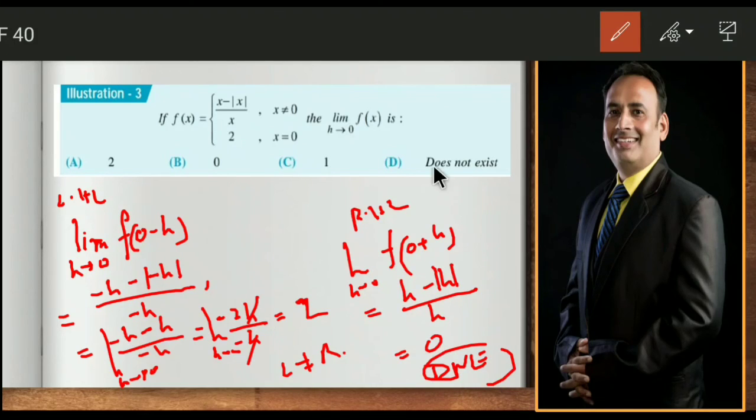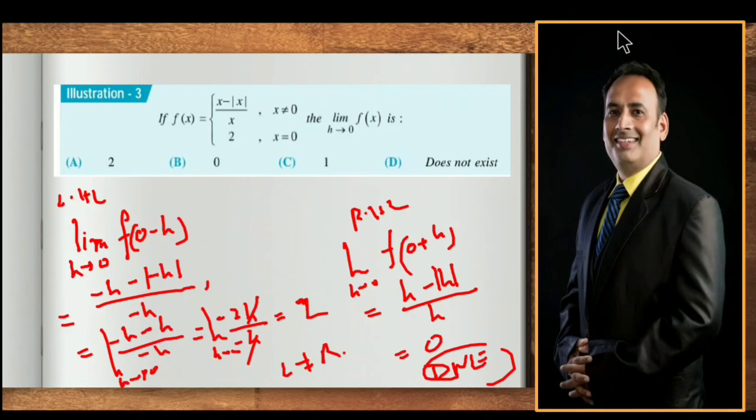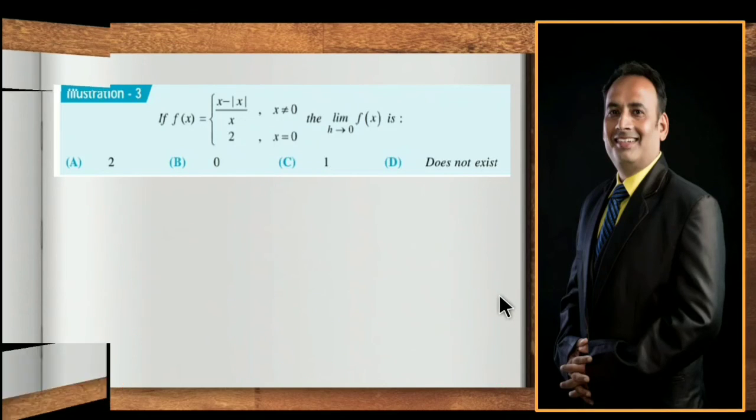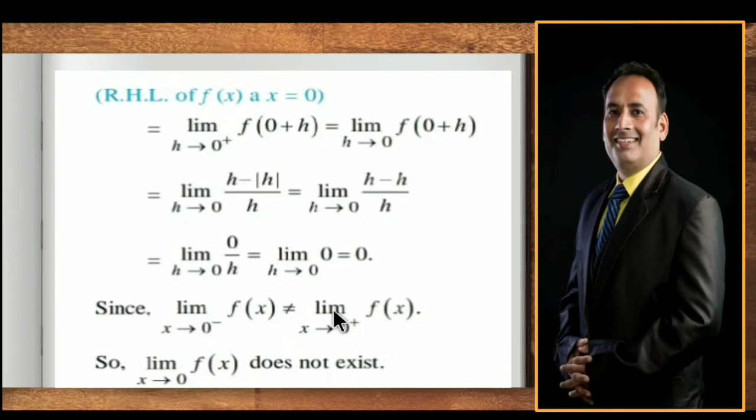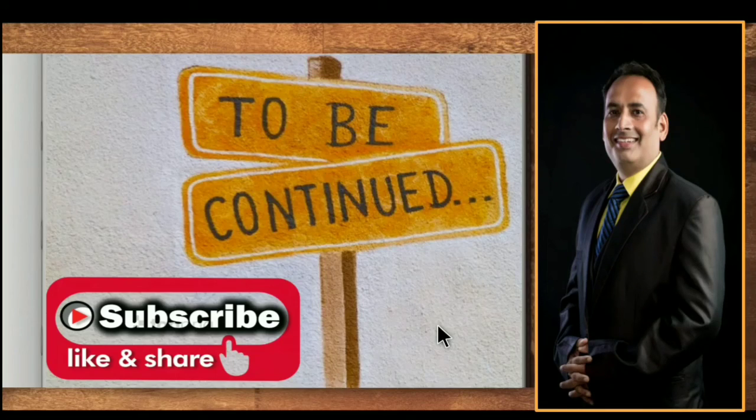And that is the important point to be noted here: if LHL is not equal to RHL, then the limit does not exist. Let's take the solution over here. So at x equal to 0, on the left side the limit is 2, and on the right side the RHL at x equal to 0 is 0, so the limit does not exist.